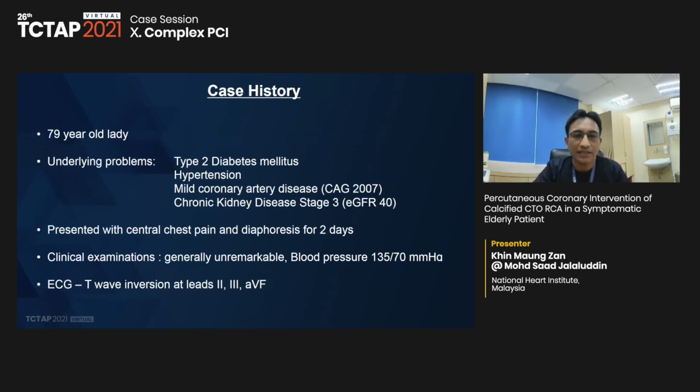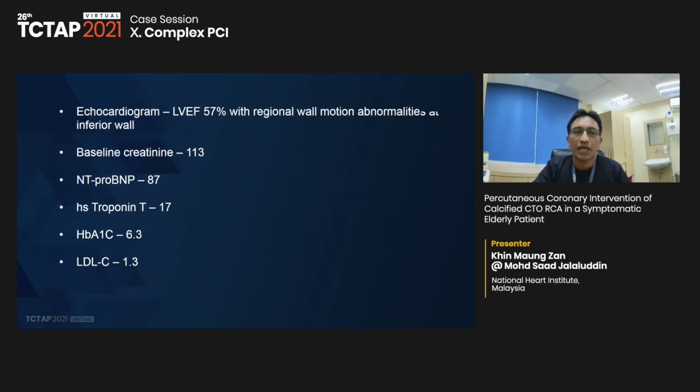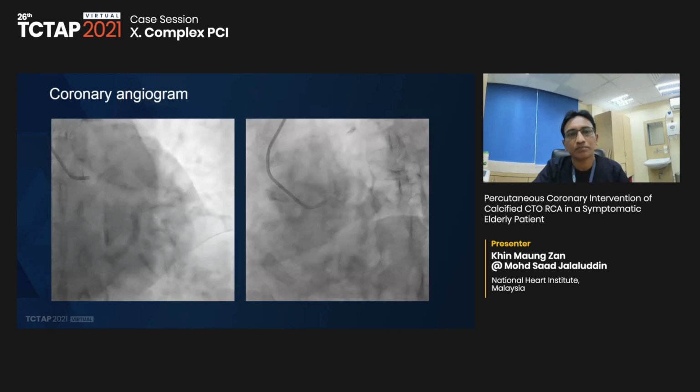She has underlying type 2 diabetes, hypertension, mild coronary artery disease, and chronic kidney disease, stage 3. She presented with central chest pain and diaphoresis for 2 days. Examinations were generally unremarkable. Her blood pressure was stable. ECG showed T inversion in 2, 3, and aVF, and echocardiogram showed an ejection fraction of 57% with regional wall motion abnormalities in the inferior wall. She has very good HbA1c and LDL-C control.